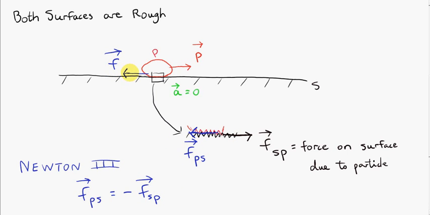Now this FPS is actually this vector that I'm showing up here. I'm just calling it little f. And this force is called the force of friction on the particle. Well, FSP, this force here, is also a friction force, but we are not interested in the force on the surface. We are interested in the force on the particle. So I'll just write F for that.